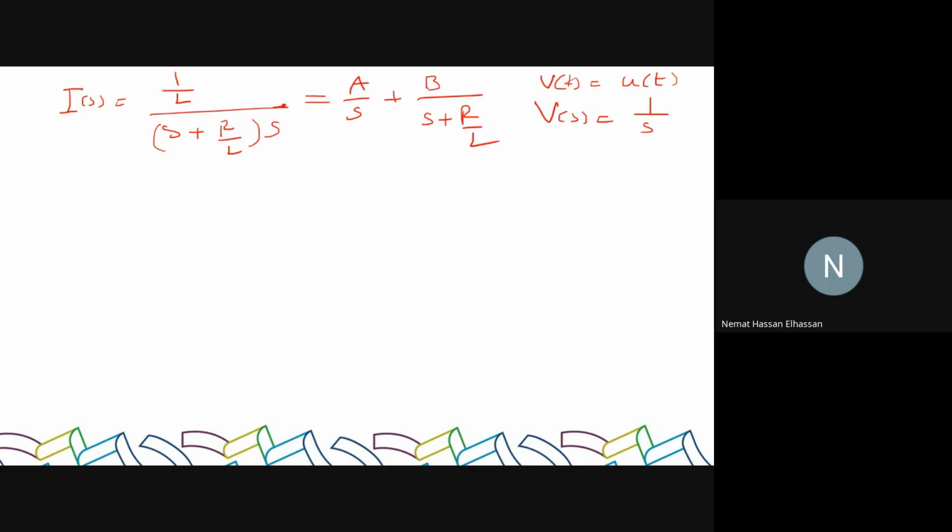And therefore, we can say that I of t will be equal to A u of t plus B e to the power minus R over L t, u of t, from the table. Does that make sense to you? And all we have to do now is find the values of A and B as a function of R and L. Are we clear on that? Or a little bit?